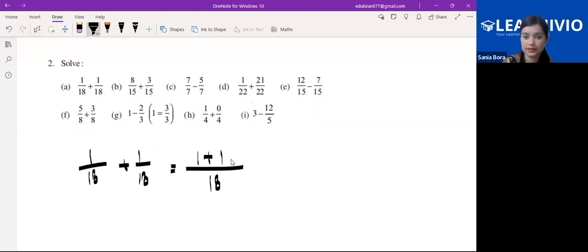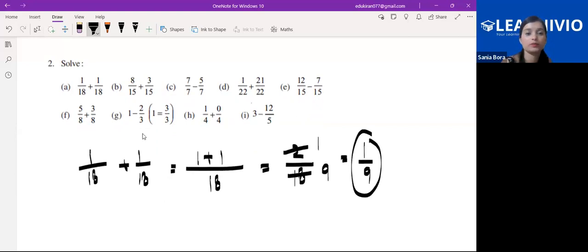You have to write it like this. Then you will write 2 by 18. Then you need to simplify it as well. Okay. So 2 ones are 2 and 2 nines are 18. So final answer is 1 by 9. Okay. This is the first part. Do all the parts. And here this 1 you can see. Instead of this 1, you will write 3 by 3. Okay.